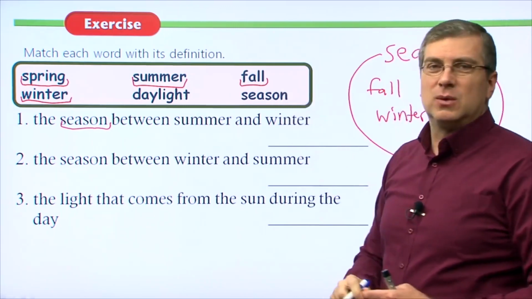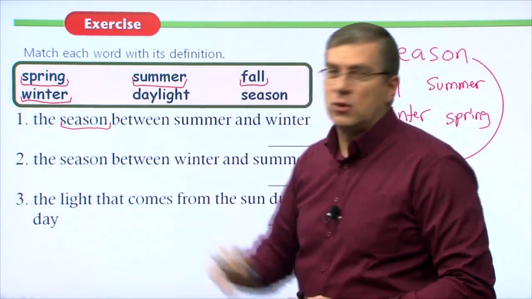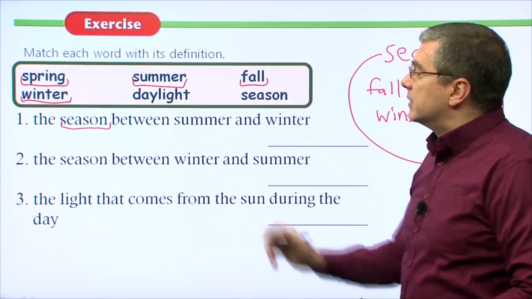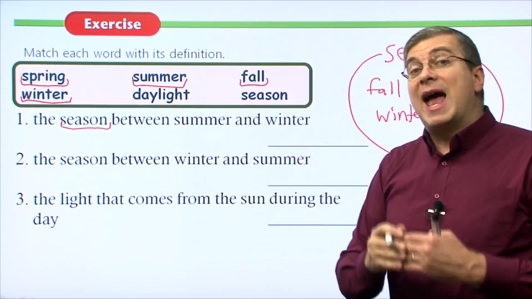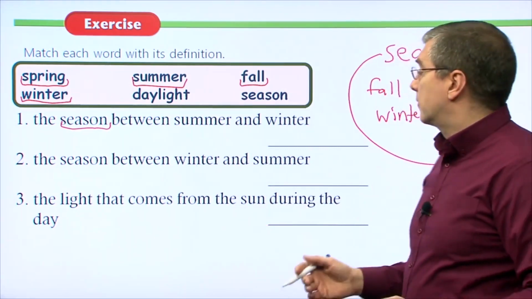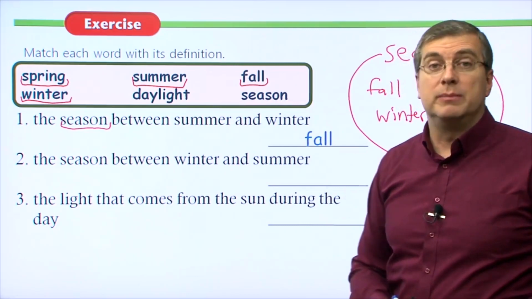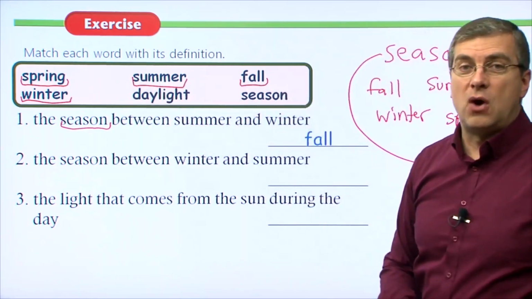So season isn't really the season we're looking for. We're only looking for these 4 words here. And of course we know there are 4 seasons. So we're looking for the season between summer and winter. So that means after summer and before winter. What is that season? Well, of course, if you chose fall, that would be correct. Okay? So out of these 4 words that we're looking at, fall.